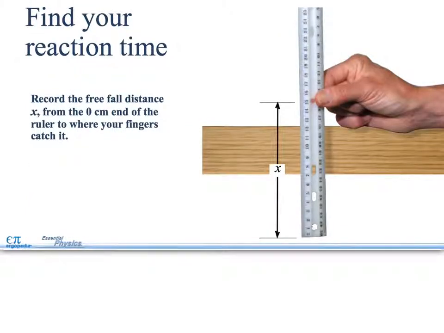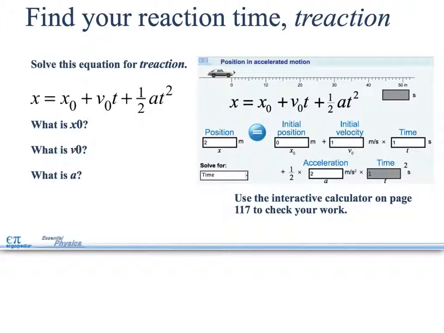Record the free fall distance x from the 0 centimeter end of the ruler to where your fingers caught it. So this will end up being your x distance. Now solve this equation for the reaction time. There, on page 117 in your book, there's this little formula that you can use for this. What is x0? What is v0? And what is acceleration? Hopefully you know what these are. What was our original distance? What was our original velocity? So x0 would be 0, v0 would be 0, acceleration would be 9.8.